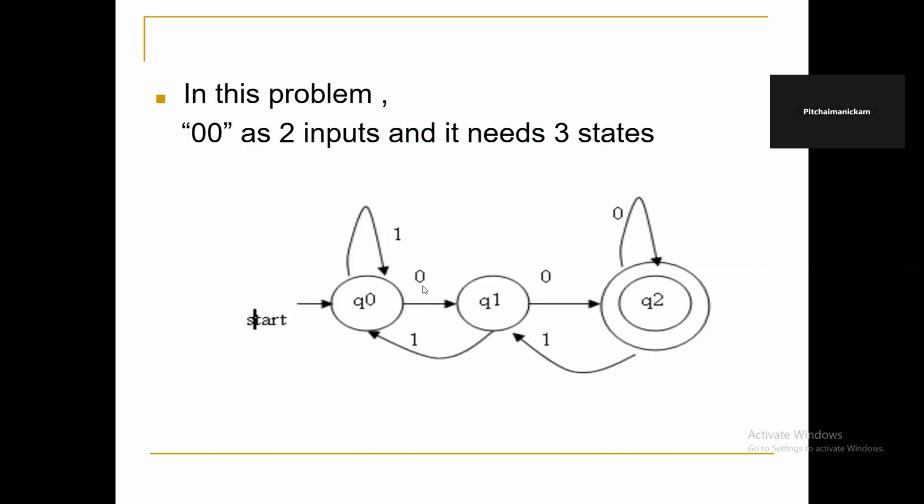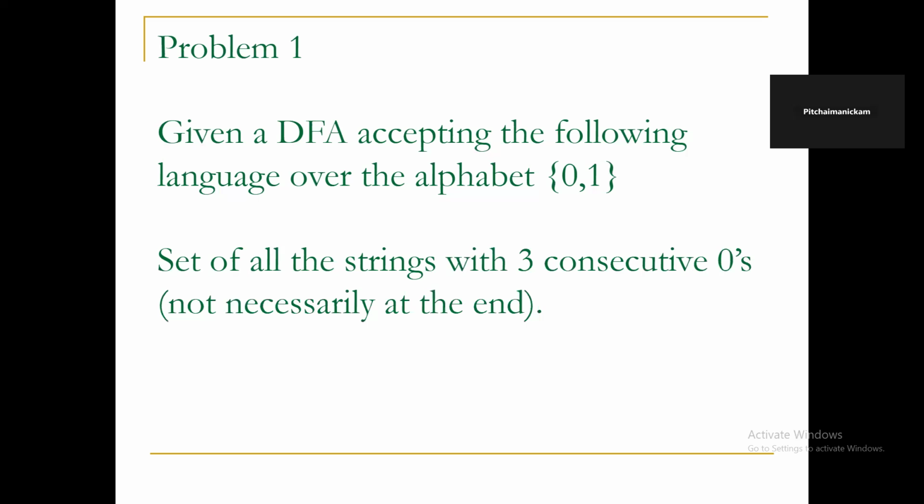Suppose we are ending with 00. If we read a 0, it definitely moves to the next state. If the input is 1, we do not reach the final state, and we can move back to the previous state also. So this is the diagram.